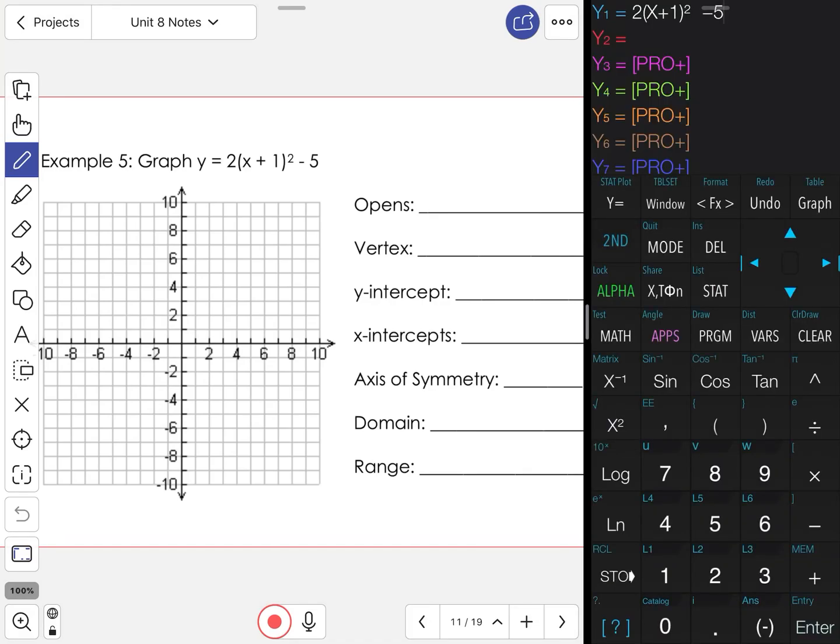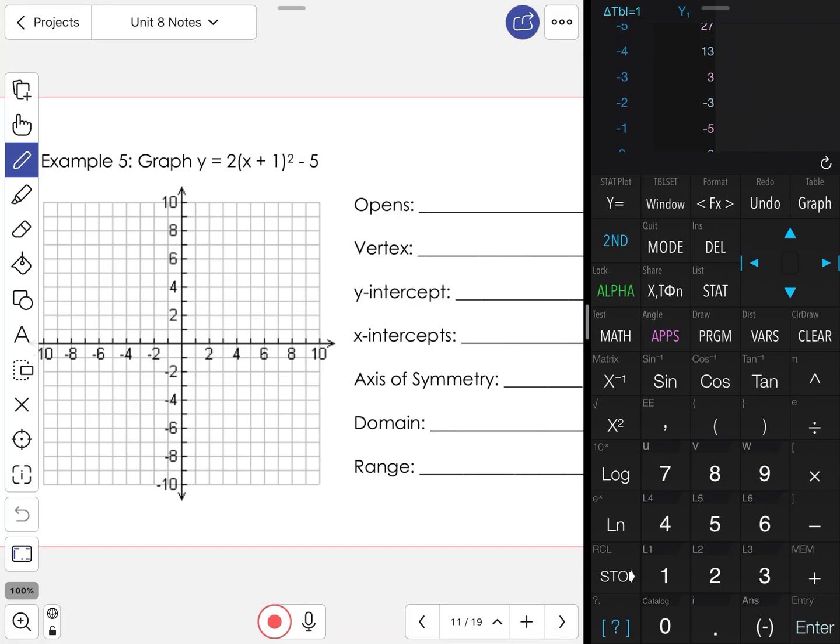Okay, and then we want to go to our table's second graph to get all those points we can possibly graph. So it doesn't look like we have too many. The first one being -3, 3. Then we got -2, -3. -1, -5. 0, -3. And 1, 3. So let's connect those dots.